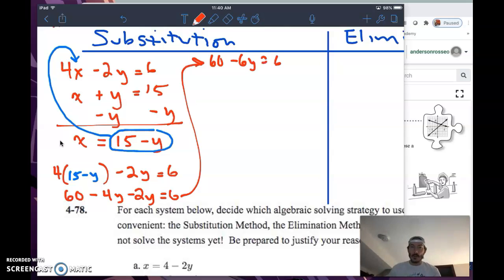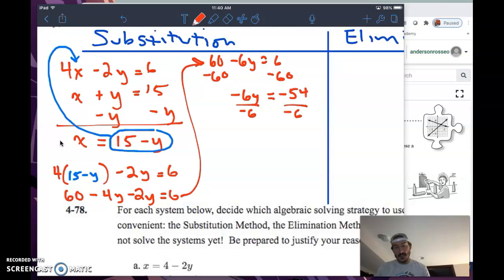And now I've got to get rid of the 60, move that to the other side, so I'll subtract 60 from both sides. Then I've got negative 6y equals 6 minus 60, which is negative 54, and then we'll divide both sides by 6. And I get y is equal to 9. That means Erica broke 9 bottles.